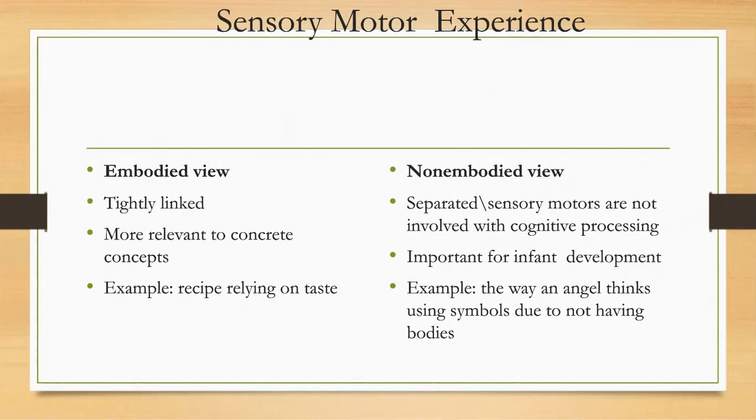A non-embodied view is separated. The sensory motors are not involved with cognitive processing. This is important for infant and small children development. An example would be the way an angel thinks using symbols due to not having bodies. There are two sides when talking about sensory motor experiences: those that are tight and together, and those that are loose and separated, as stated above. The example given by Professor Kroom, which I liked, gives a good understanding of non-embodiment versus embodiment.